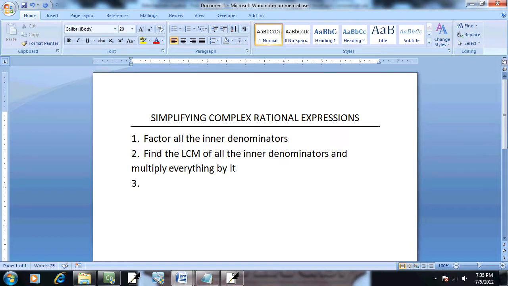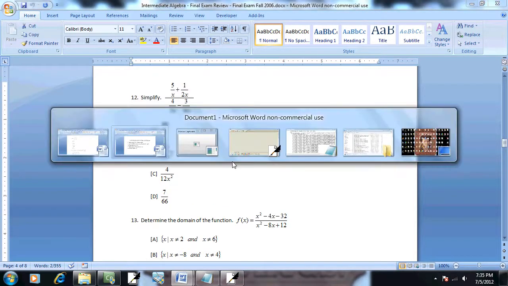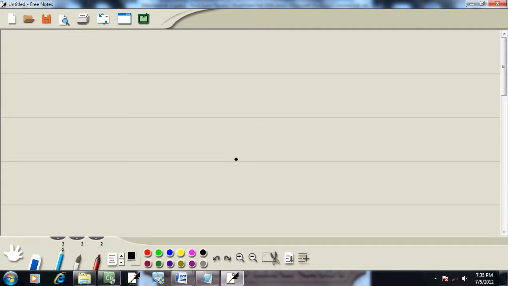Now at this point, the fraction inside of the fraction, the complex rational expression, should be eliminated. And you'll have just a bunch of x's and maybe numbers and so forth. So we're going to factor the top and factor the bottom, and cancel if necessary. Now these steps actually are a lot more meaningful if our problem is more complex, but we'll work with what we have. Guess we won't complain about it being too easy.